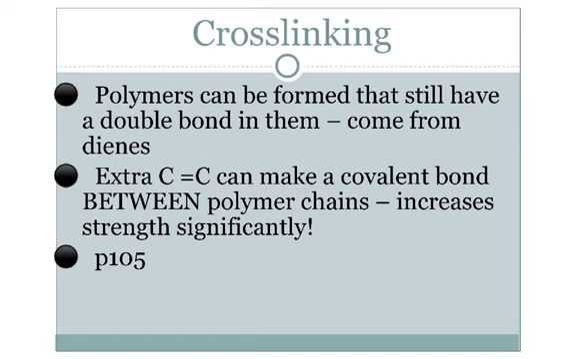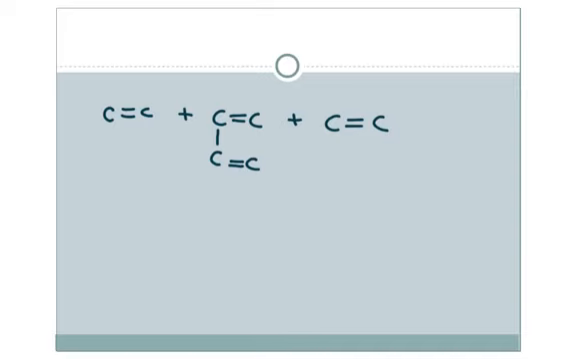What we need to do this is we need something that's a diene. So we need two double bonds. We need an extra double bond. So what ends up happening, you can see some examples on page 105, but I'll show you an example too. I'm going to keep the substituents out of it just to keep it more clean.